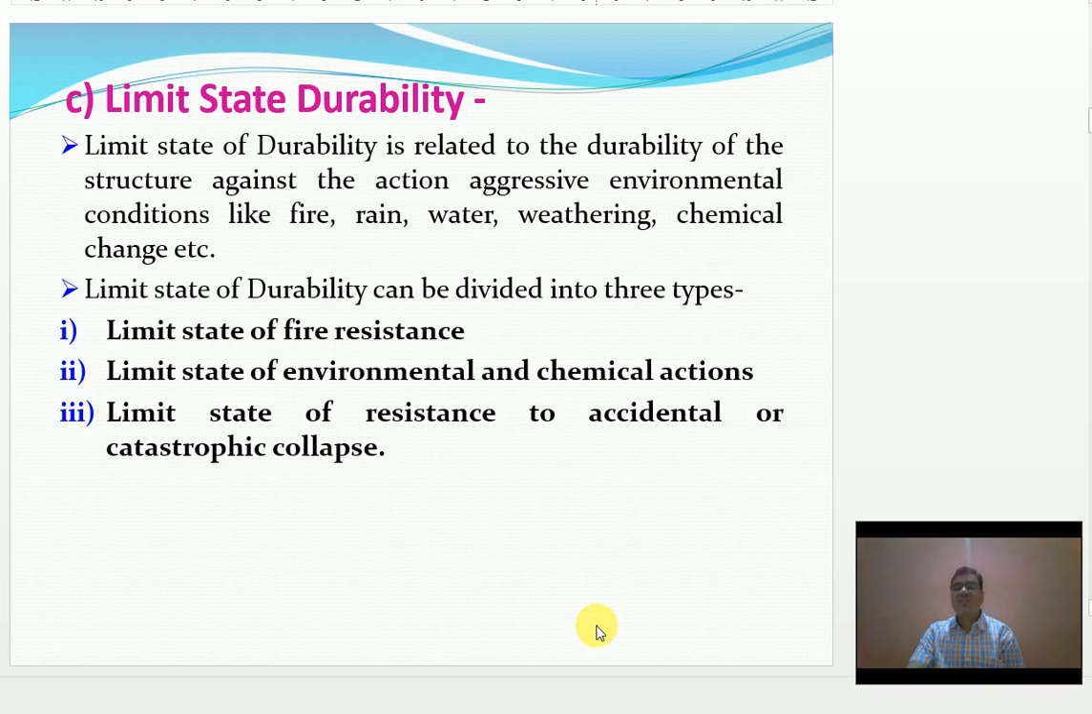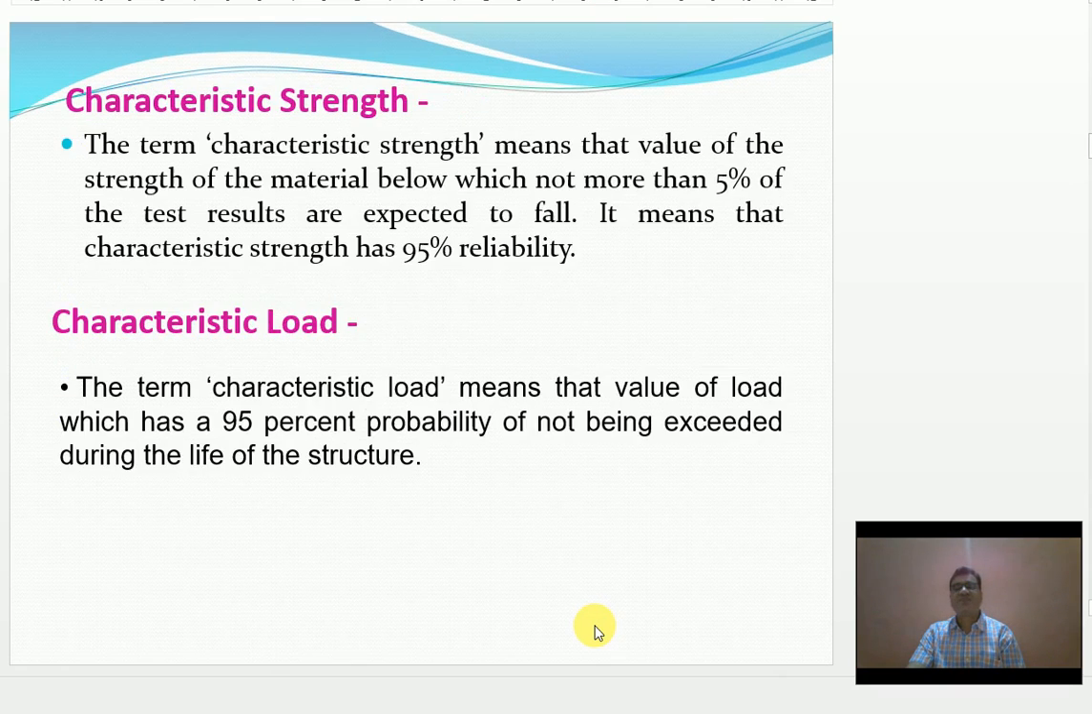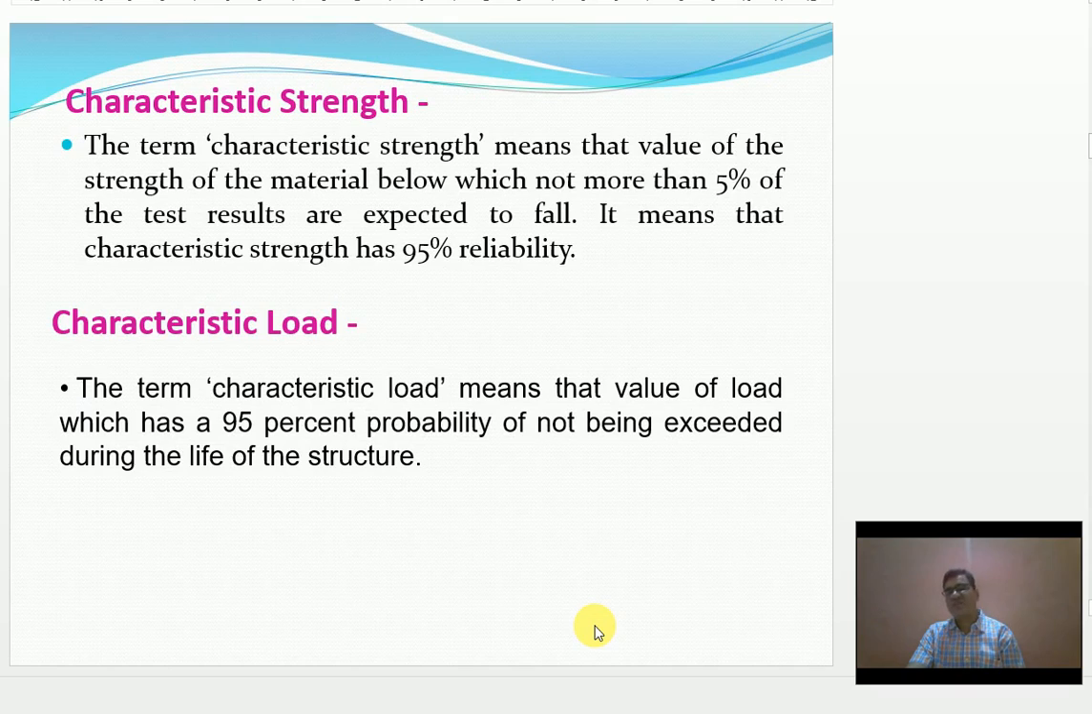The third is the limit state of resistance to accidental or catastrophic collapse. Obviously, for accidental or catastrophic collapse, we cannot have some loads, but so factors what we consider, in those factors, obviously this part can be considered. So these are the three limit states. Let's move to the next part.